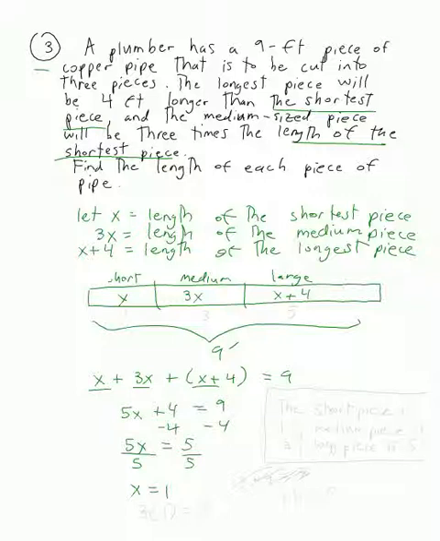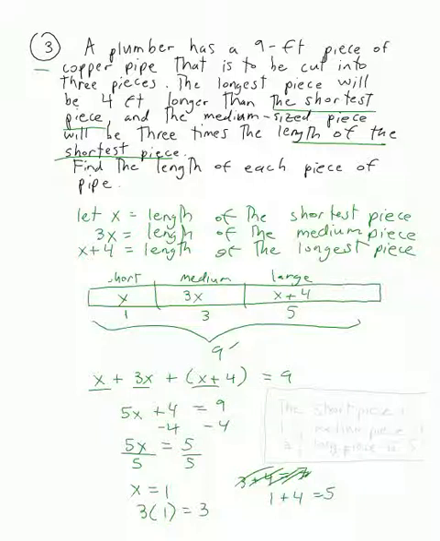Now, x equals 1, that's the short piece. So that means this is 1 right here. So if you multiply 3 times 1, that's 3. So that's going to be the medium piece. Finally, the large piece, if you do 3 plus 4, that's 7. Sorry. Oh, what was my mistake here? You don't add 3 to 4. Sorry, x equals 1. And so this would be 1 plus 4 would be 5. So this would be 5.